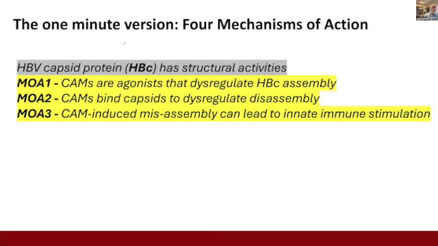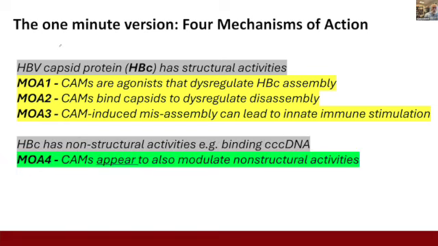The 1-minute version of this whole talk is that there are 4 mechanisms of action for CAMs, capsid assembly modulators. 3 of them are based on the fact that the HBV capsid protein, HBC, has structural activities. 1, CAMs are assembly agonists, leading to empty and defective capsids. 2, CAMs bind capsids and can dysregulate disassembly. 3, CAM-induced misassembly can lead to innate immune stimulation and apoptotic destruction of infected cells.